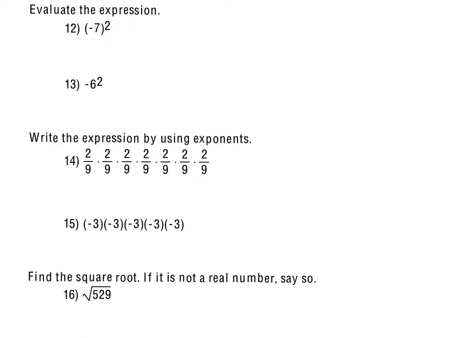For number 12, just evaluating that expression, so we're squaring -7. Note there that the negative is getting squared, so there's 2 negatives. That means it's positive 49. Compare that to number 13 where you're just squaring the 6. So there's only 1 negative and we get -36.